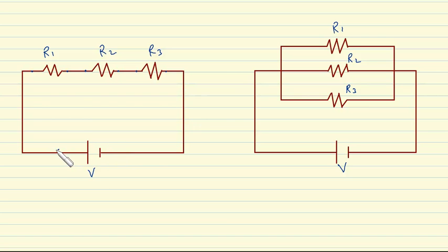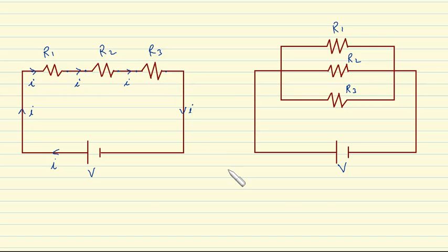Now suppose a current of value I is drawn from this battery. This current will flow from here, then move here, and then go through the resistance R1. But the value of the current will remain I only. The same current will flow through R2 also, and the same current I will flow through R3 also, and then go ahead to the battery. So in this circuit, if current I is drawn from the battery, the same current I flows through all the resistors connected to each other.